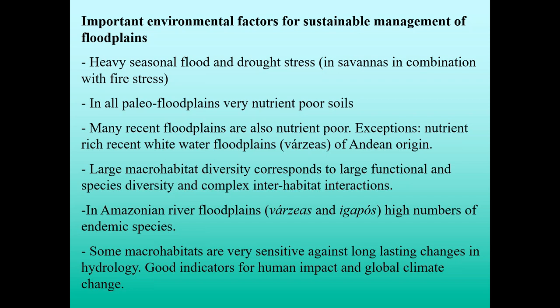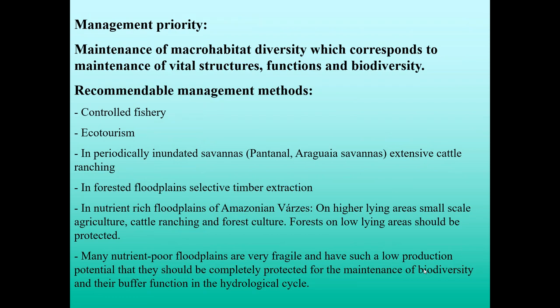Then we have a large macro habitat diversity, which corresponds to large functional and species diversity and complex interhabitat interactions. In Amazonian floodplains, we have high numbers of endemic species, and some macro habitats are very sensitive against long-lasting changes in hydrology, and they are good indicators for human impact and global climate change. So, management priorities. Very simple, maintenance of macro habitat diversity, which corresponds to maintenance of vital structures, functions, and biodiversity.